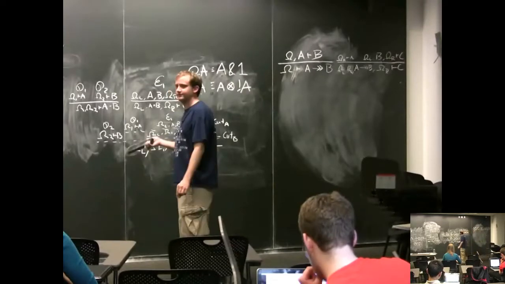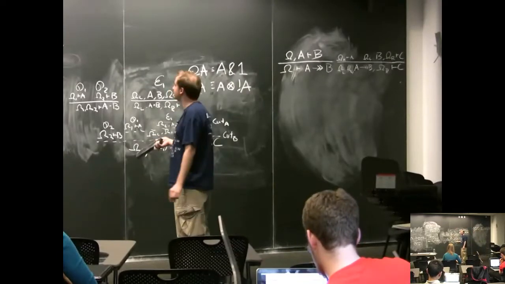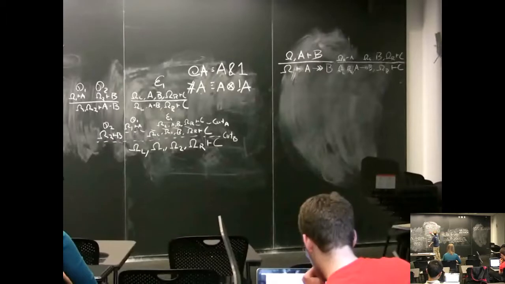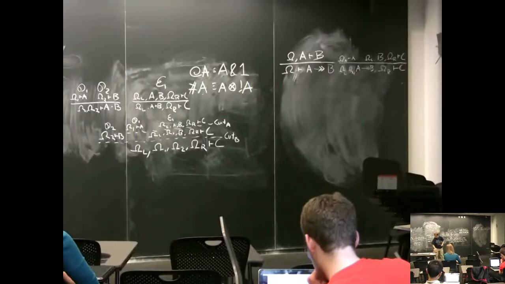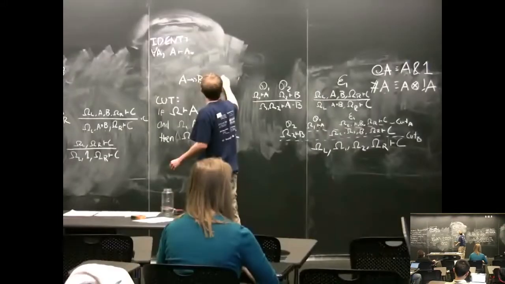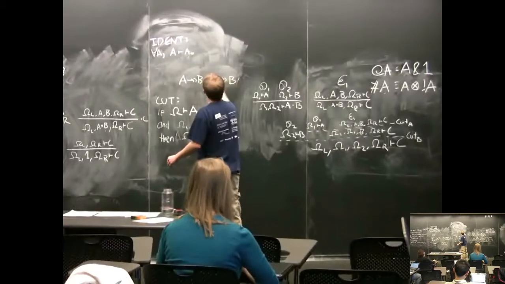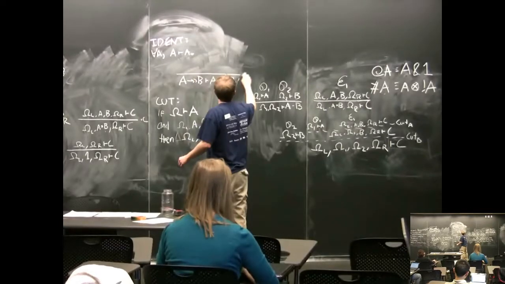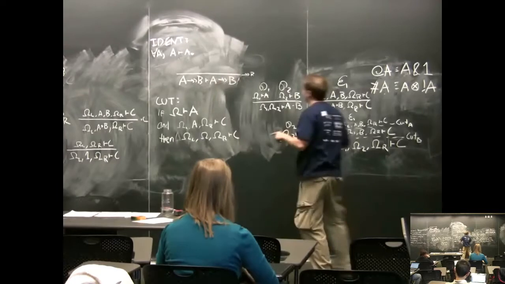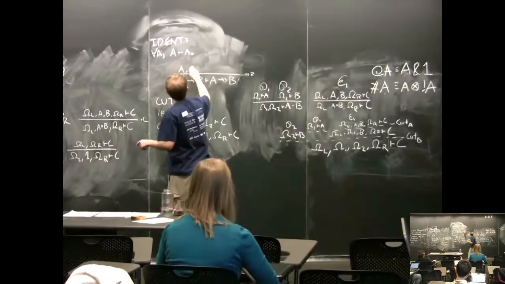There are two things we can check. Which one would you like us to check, identity or cut? Let's do identity. So A proves B. There's really only one rule I can do here. It's the right rule, right? So the right rule puts things on the right-hand side.